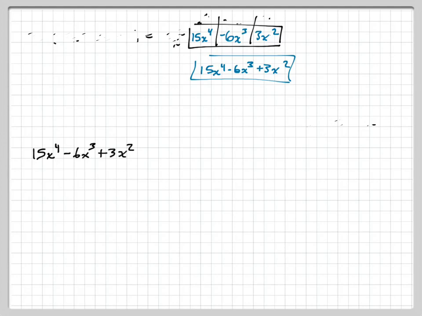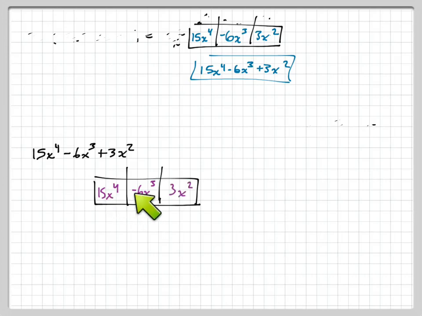I'm going to use a graphic organizer like I did before. So to set it up, I'm going to get this box going because there's three terms right here. We have 15x to the fourth minus 6x to the third. And we have 3x squared. Now the goal is to find the number that I can divide all of these by. So look at the 15, the negative 6, and the 3. What can I divide all those by? 3. Yeah, I can divide them all by 3.